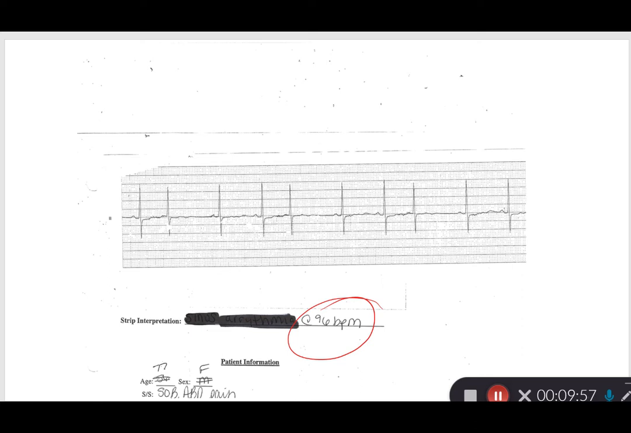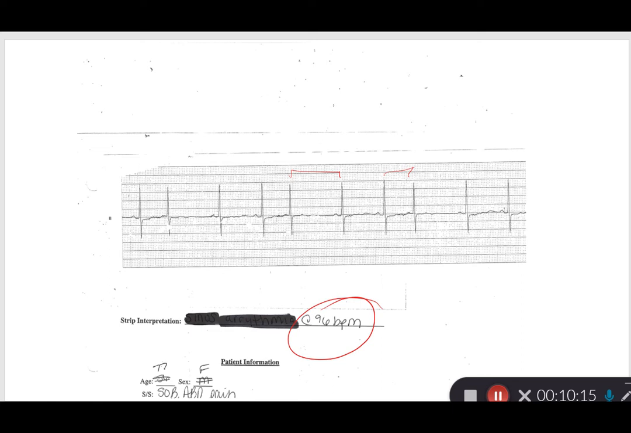You can count a range, so you can take your longest interval and then your shortest interval, and you can count a range, whether it be 60 to 100 beats per minute or something like that.